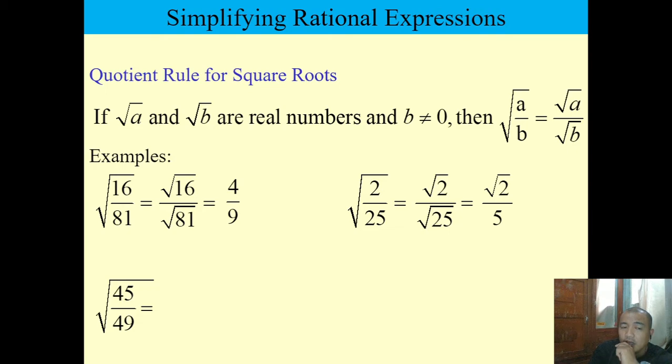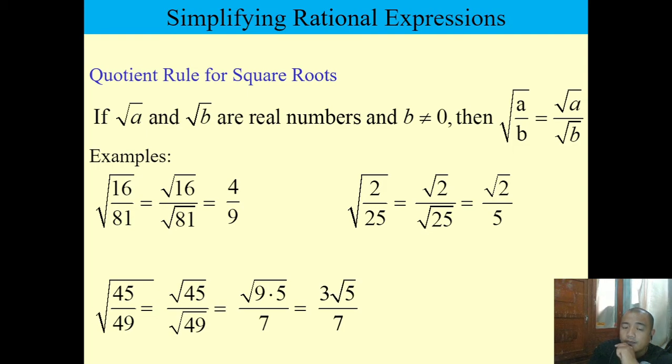How about this? Square root of 45 over 49 is square root of 45 over square root of 49. Let's factor square root of 45: 9 times 5. One of the factors must be a perfect square. So the answer is 3 square root of 5 over 7. Where did we get 7? The square root of 49 is 7.